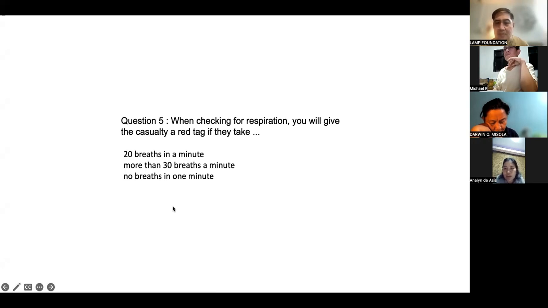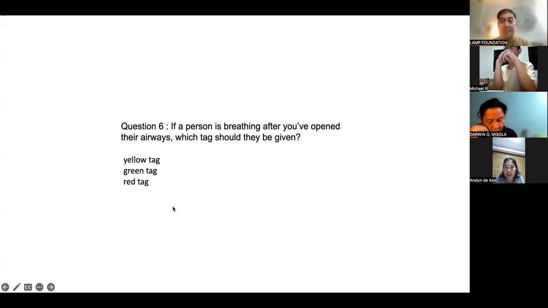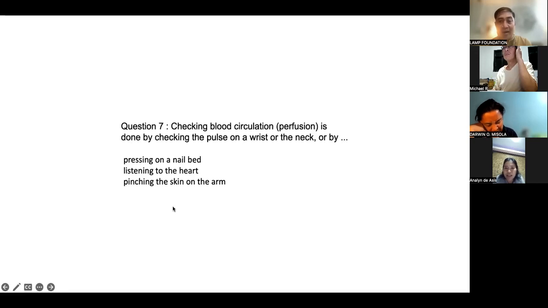When checking for respiration, you will give the casualty a red tag if they take how many breaths in a minute? 20 breaths? No, that's normal. More than 30 breaths in a minute. If a person is breathing after you've opened their airways, which tag should they be given? Red tag.